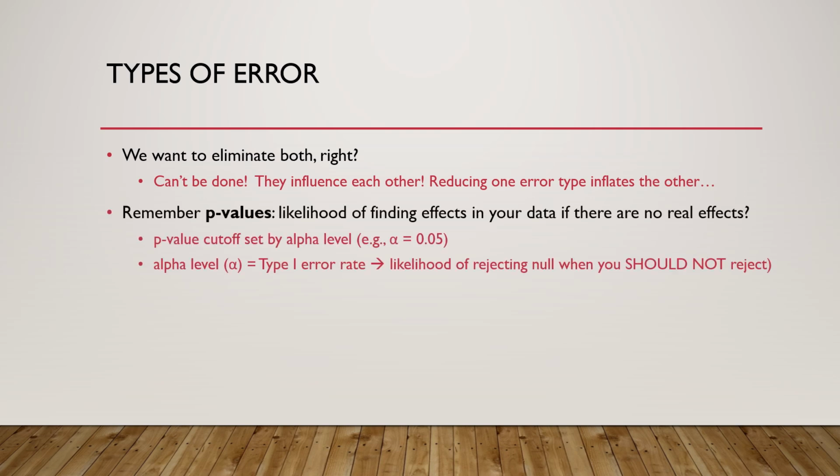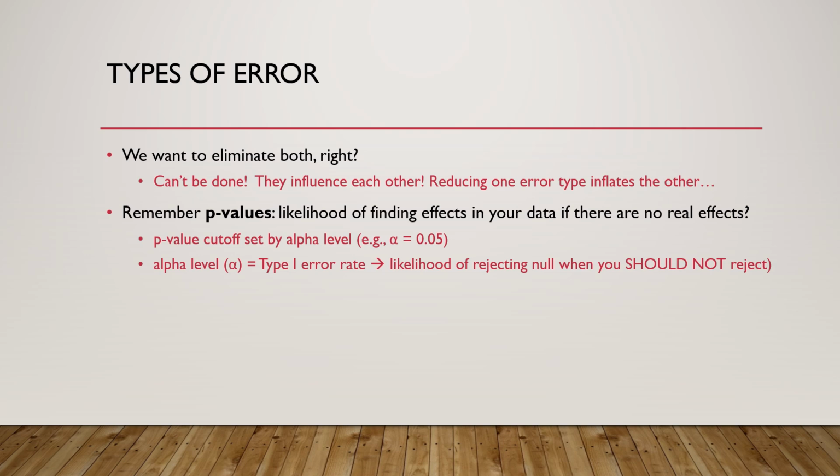So how does this work? You might remember our p-values. We've talked about it today, and we've talked about it a lot before. This p-value is the likelihood of finding effects in our data if there are no real effects in the real world. And we use a p cutoff, again, usually 0.05. This cutoff is set by what's known as an alpha level, indicated by this Greek lowercase alpha there. It looks like a little italic A. And often we can set this at 0.05.